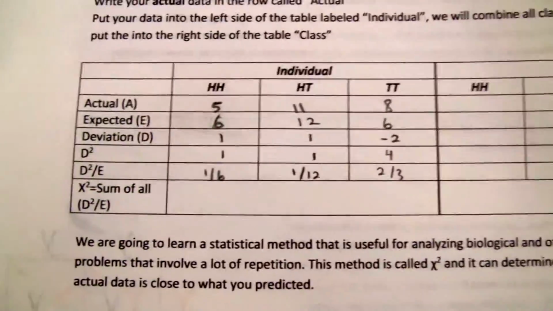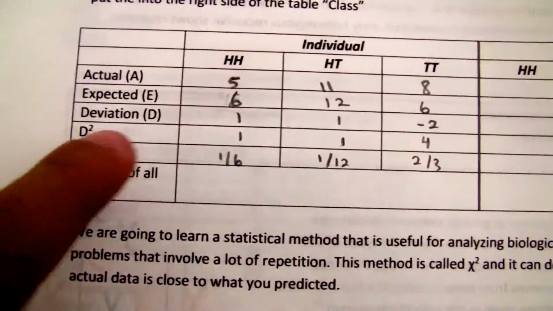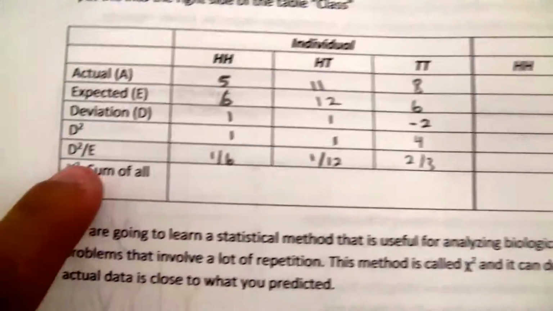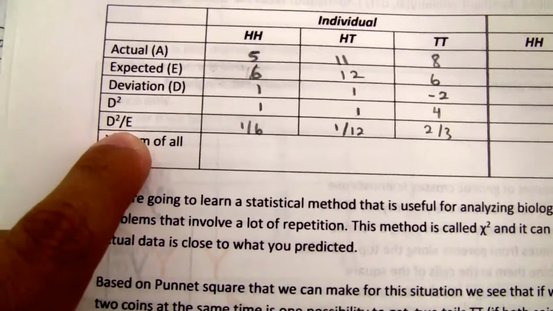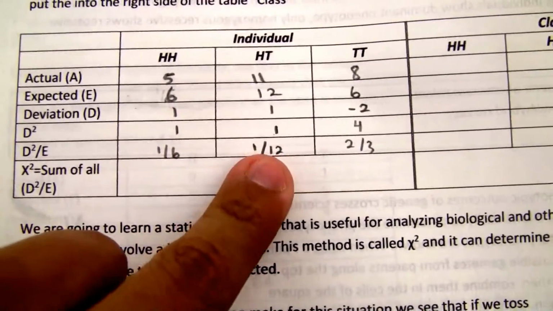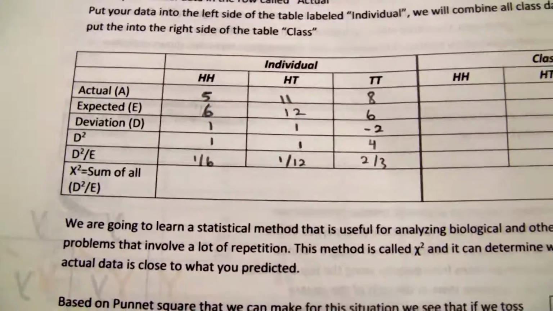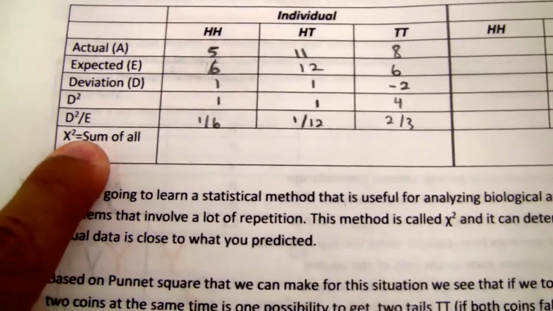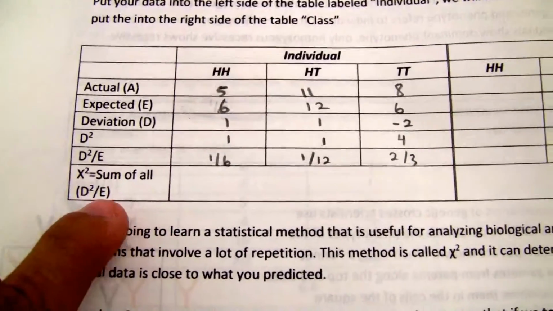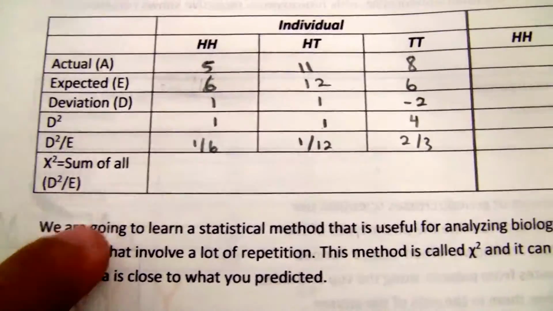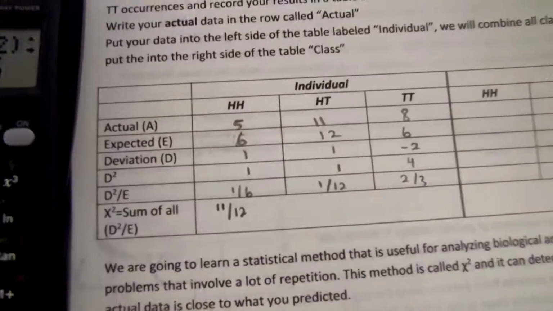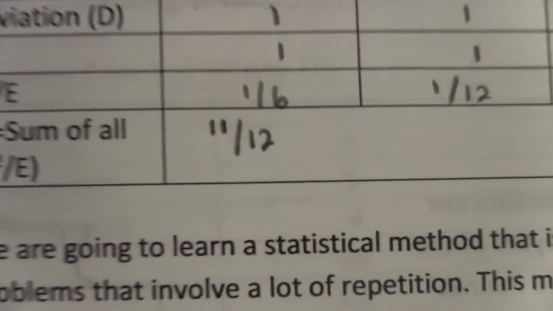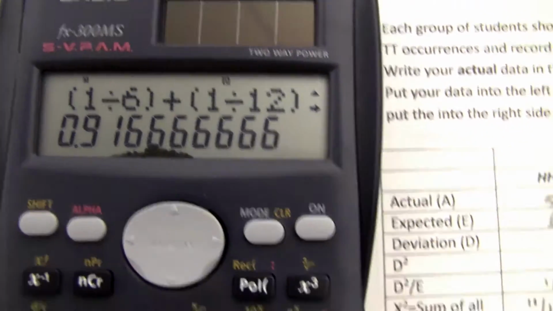6 minus 8. Yeah. So for our next thing, we're squaring the deviations, so it'd be 1, 1, 4, and then we divide by expected, so you get 1/6, 1/12, and 2/3. And so now we're going to do the x squared equals the sum of all, so that would be deviation squared over expected. So we got 11 over 12, and here's our proof.